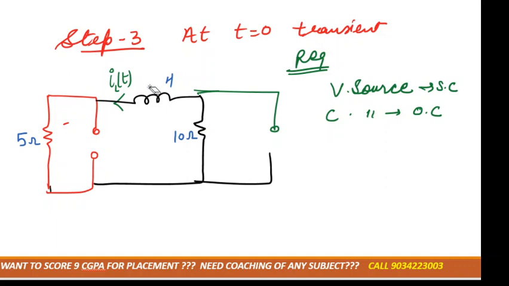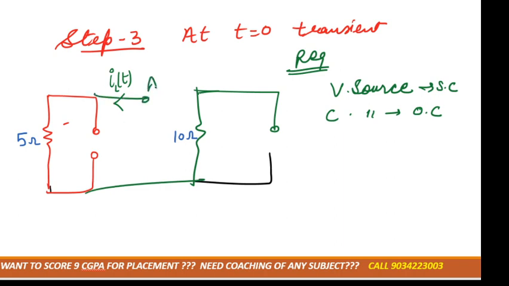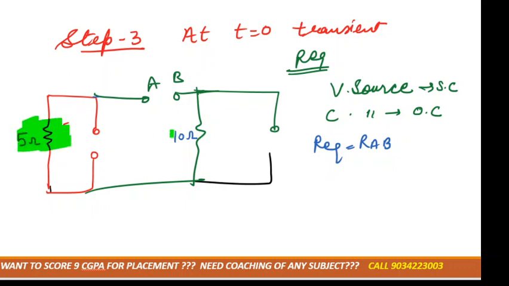And again we have to remove inductor. We have to mark here A and B, right? We have to calculate R equivalent, that would be across A and B. Now only two resistors are left, right? One is 5 ohm, another one is 10 ohm. So these two resistors are in series or in parallel? Yes, so R equivalent is 5 plus 10, it is in series.